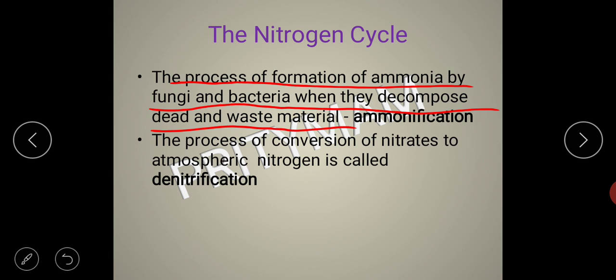And the next process, or the last process of the nitrogen cycle, is the denitrification process. Some of the nitrates in the soil are converted into gaseous nitrogen also, and that gaseous nitrogen escapes into the air. The bacteria that are involved in this process are called the denitrifying bacteria. And the process of conversion of nitrates to atmospheric nitrogen is called denitrification.